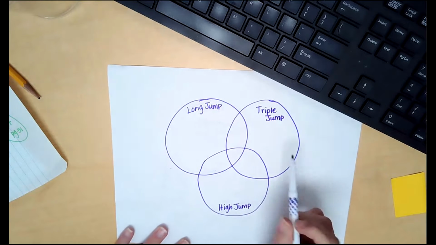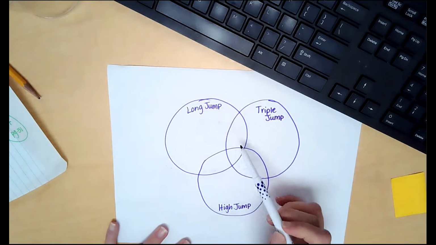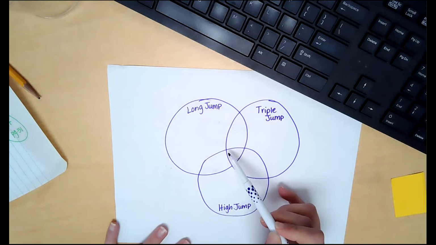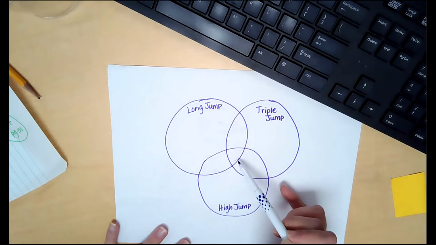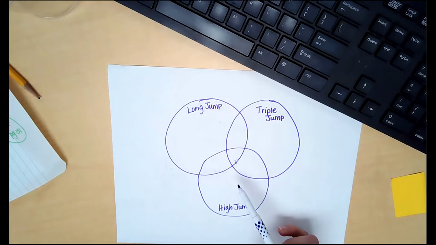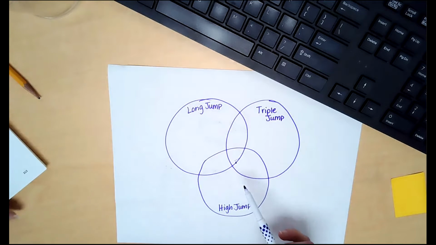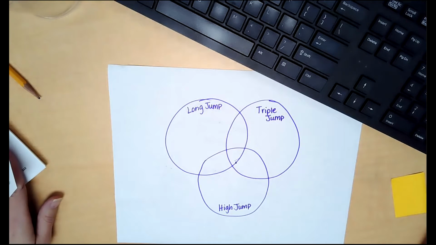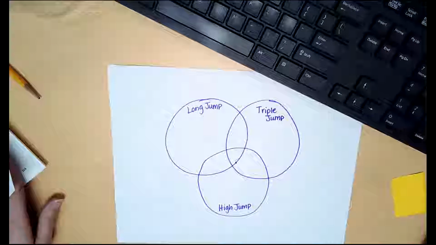Okay, so what you're going to do is, if there's something that all of them are the same about, you're going to put it right there in that middle spot. I probably didn't make mine quite big enough. And then you're going to put all the ways that they're different in those other spots.